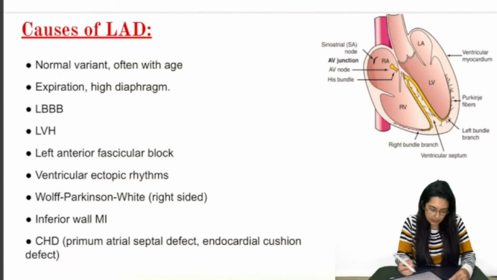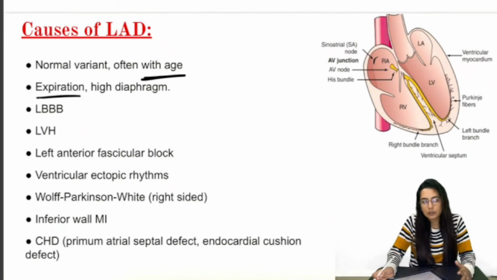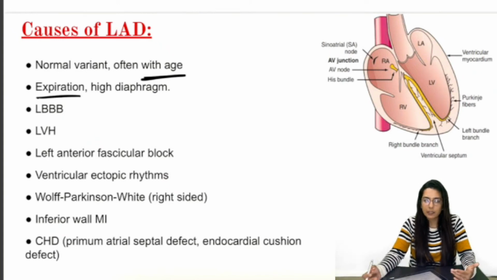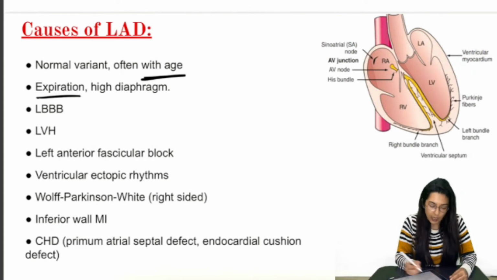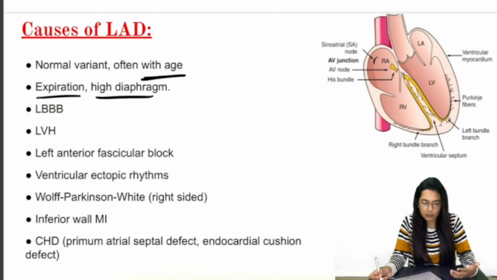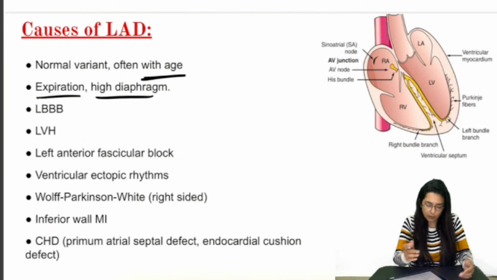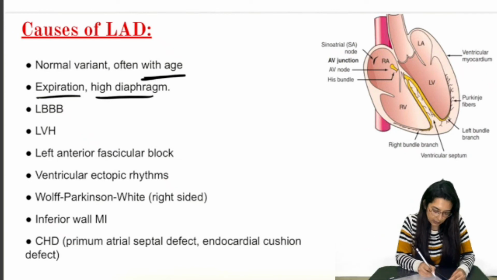Now, causes of left axis deviation. Again it can be a normal variant, seen with increasing age. Expiration: inspiration leads to increased blood volume in the right heart, whereas expiration means there is increased intrathoracic pressure, and blood from the lung will go to the left heart. A high diaphragm can cause the heart to move to the left side and can lead to left axis deviation.